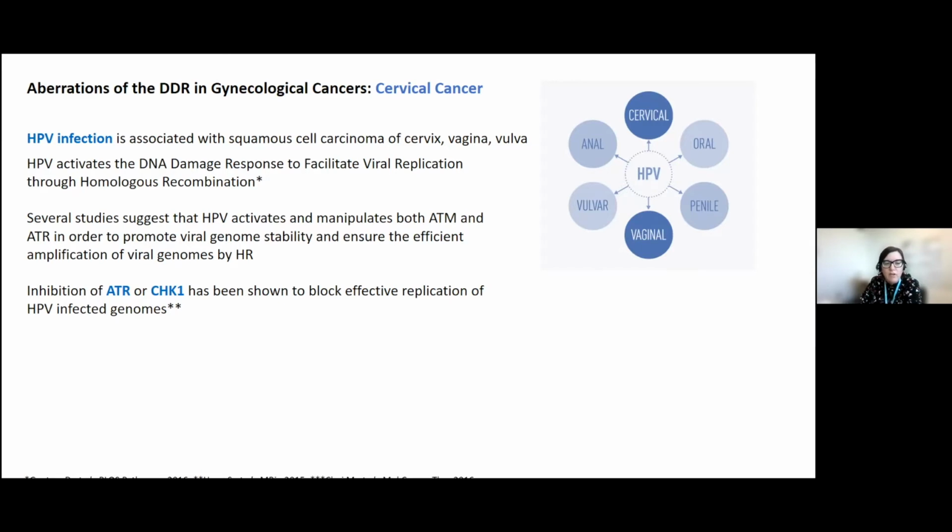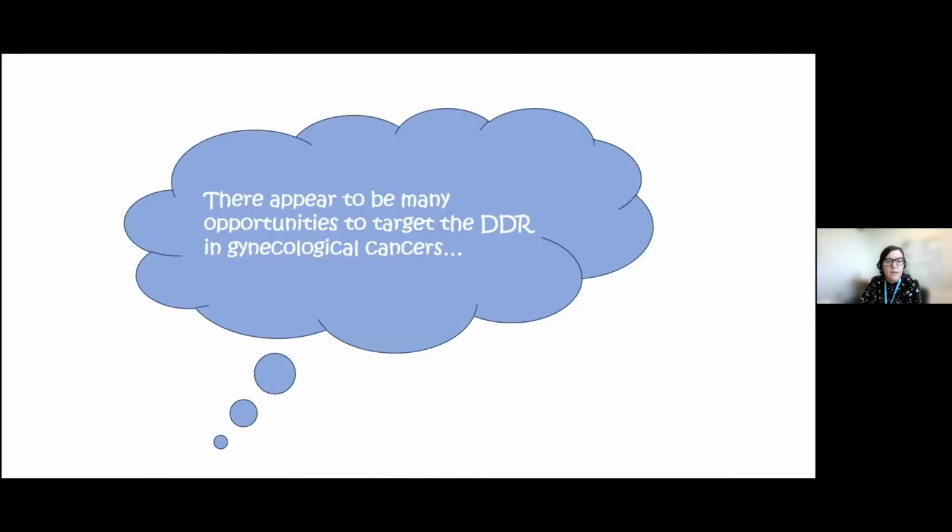So it has been shown that inhibition of ATR or CHEK1 can block this effective replication of HPV in infected genomes, suggesting that HPV-associated gynecological cancers could be ripe for targeting with DDR inhibitors. Somatic mutations in ATM are also present, not hugely common, but reasonable numbers, up to 10 to 15% of cases.